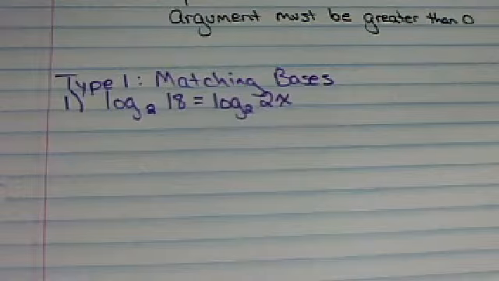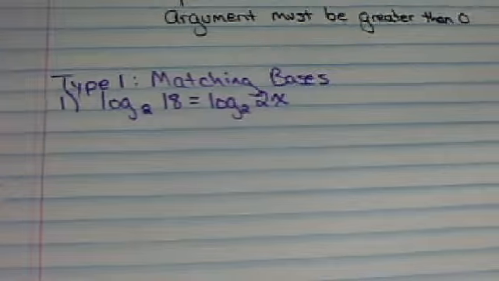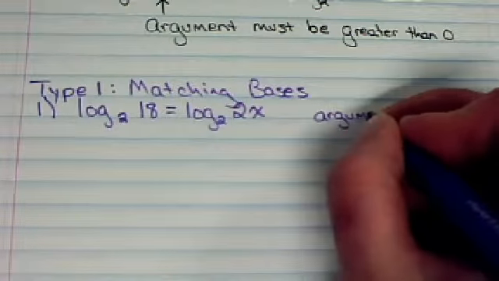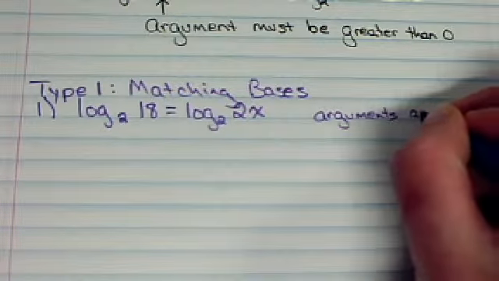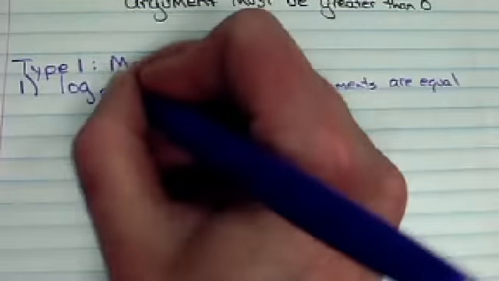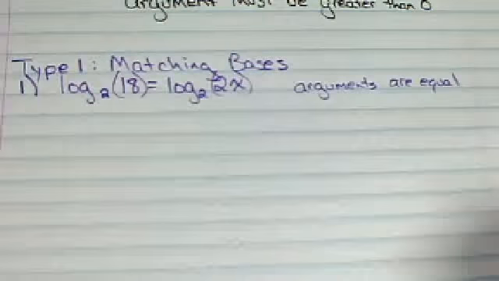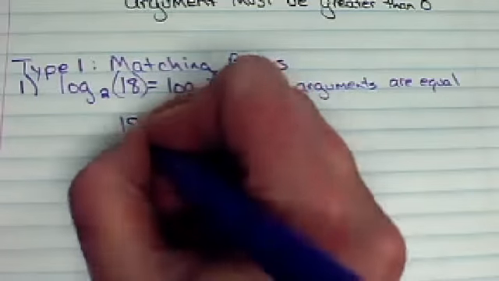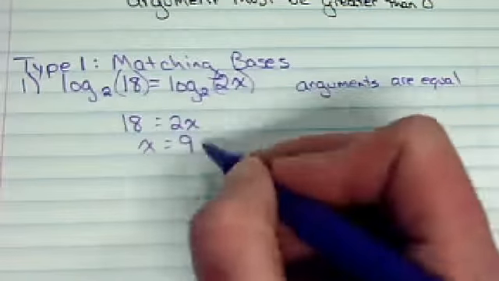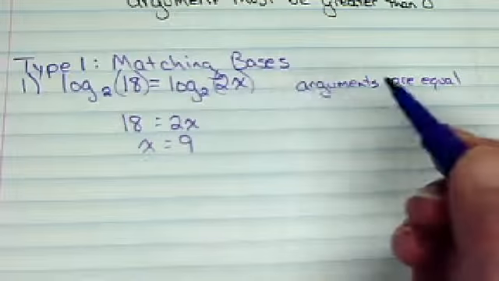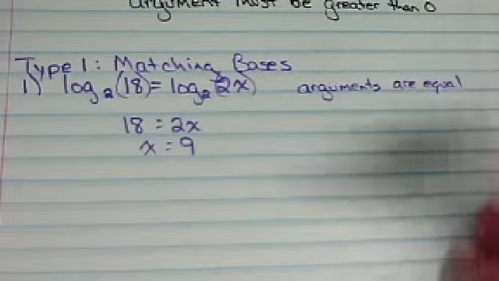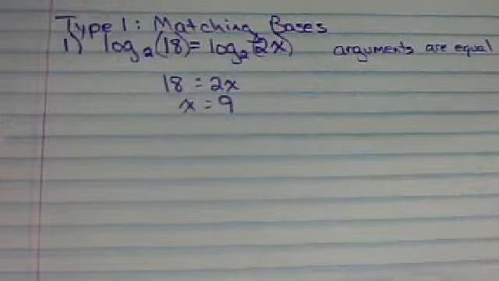Kind of like on the exponentials, if we have matching bases, then the arguments are equal. Remember, the arguments are the input of the logarithm. So in other words, 18 must equal 2x, so x has to equal 9. If I plug that back in, 2 times 9 is 18. Neither of the arguments are negative, and neither of them are 0, so I'm okay.